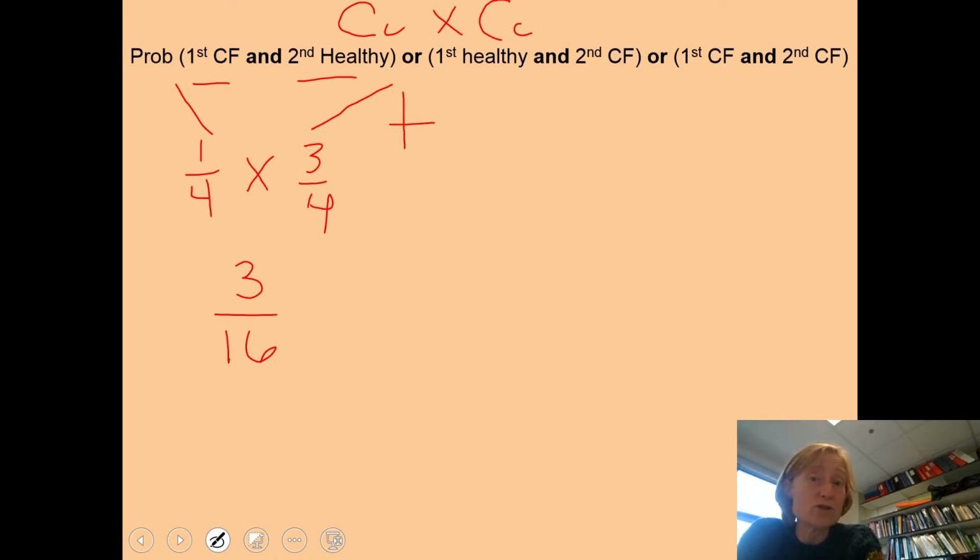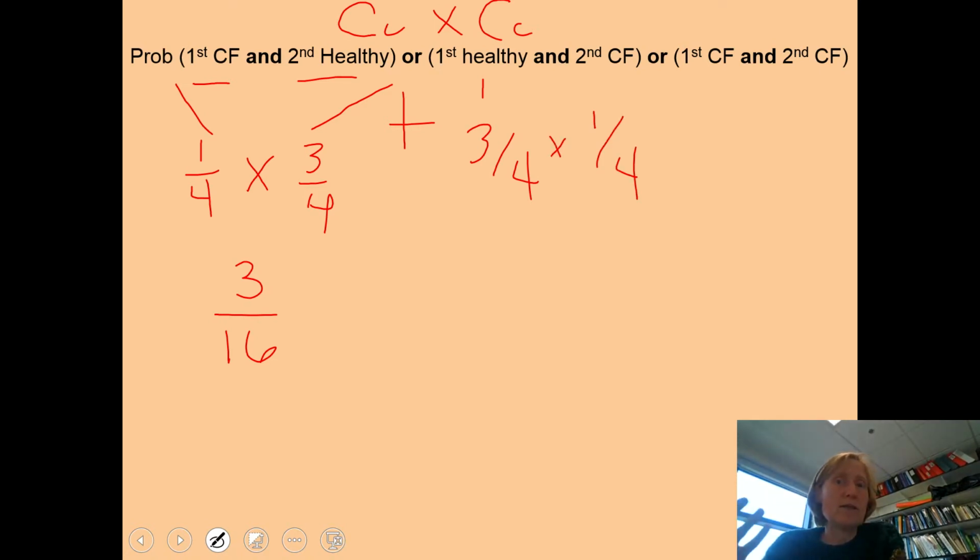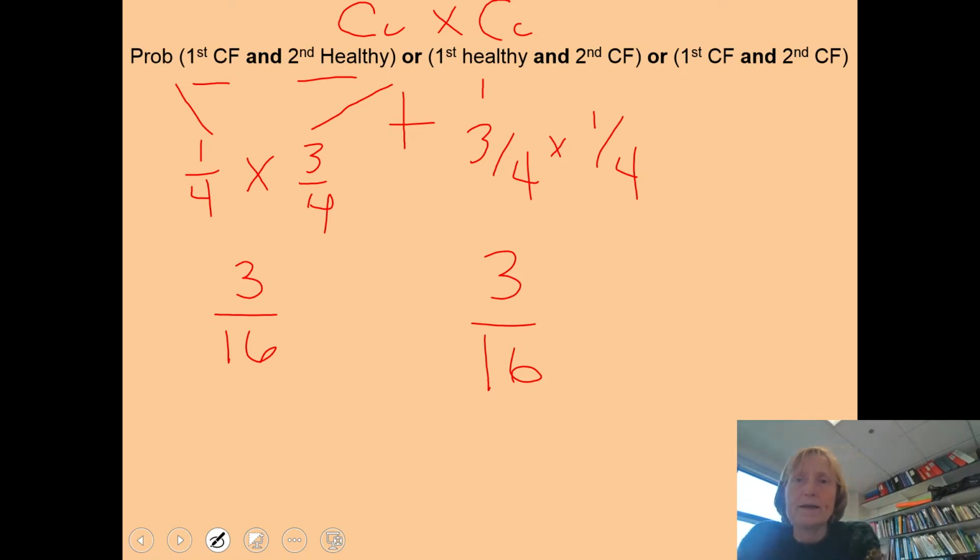Or you could have the first child healthy and the second child with cystic fibrosis. So let's see, what's the probability of having the first child healthy? 3 out of 4. What's the probability of the second child getting cystic fibrosis? 1 out of 4. What's the probability that if you have 2 children, the first is healthy and the second has cystic fibrosis? Well, it's 3/16 again. So that's another way you could get this situation to happen.